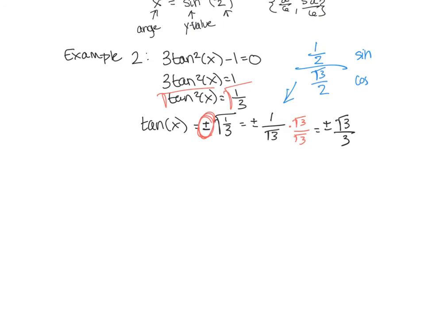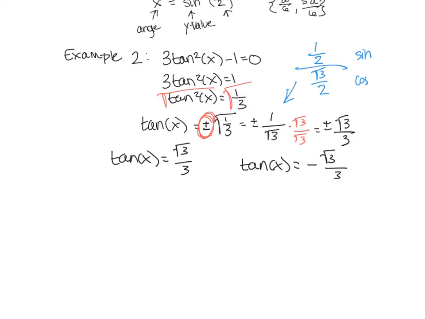Let's see. Go back to black. There we are. So this is really tangent of x is equal to the square root of 3 over 3. And tangent of x is equal to the negative version of square root of 3 over 3. You don't have to separate them like this, but it kind of helps me visually.